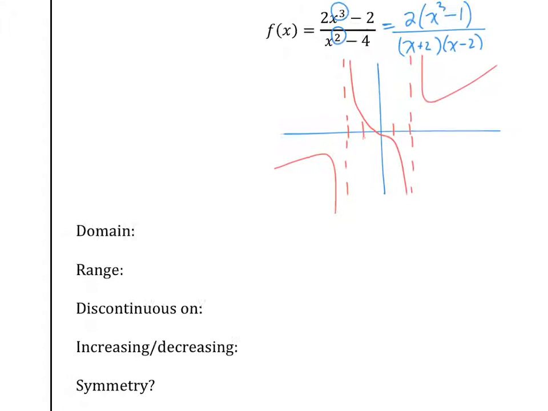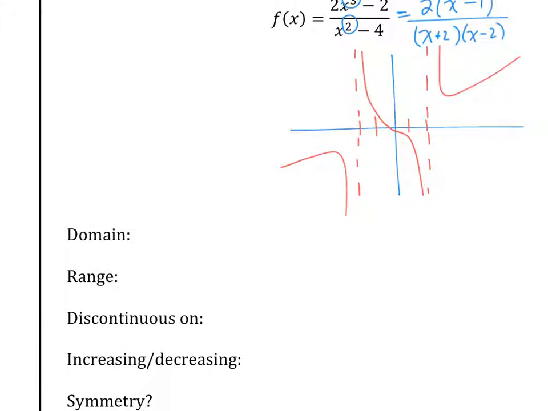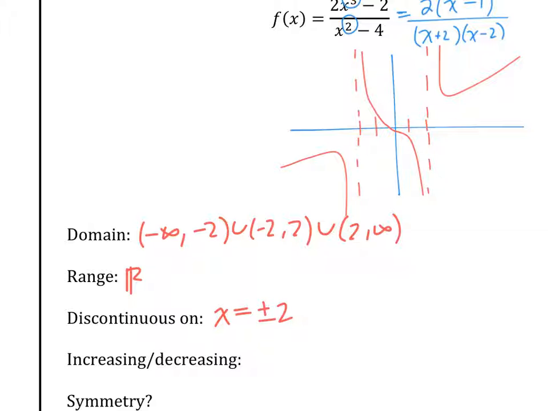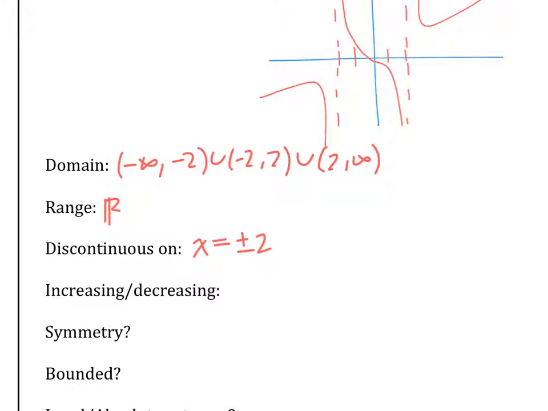Let's start with Mark. Domain. Did you just say equal to? Okay, say that again. Negative infinity to negative 2, negative 2 to 2, and 2 to infinity. Good. I was a little scared. Blake, range. All the numbers. Sally, discontinuous on. Increasing, decreasing. All right, Junior, give me the increasing.